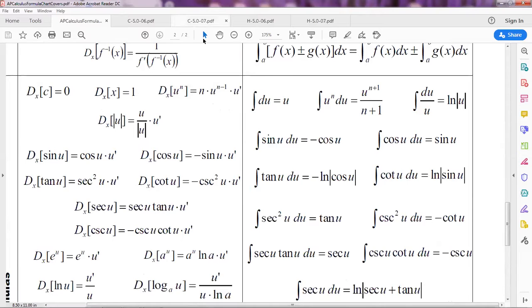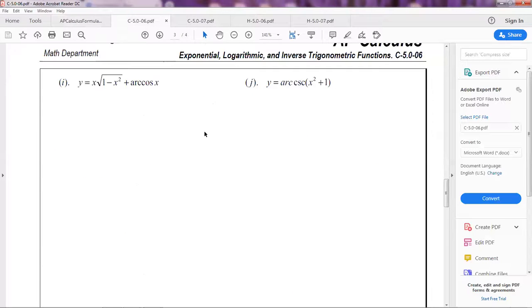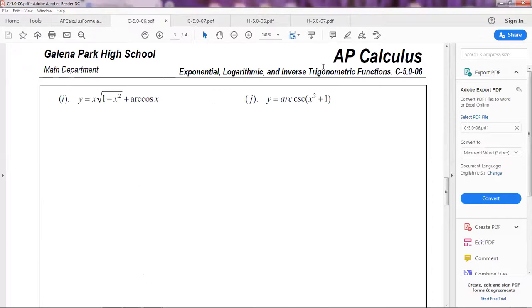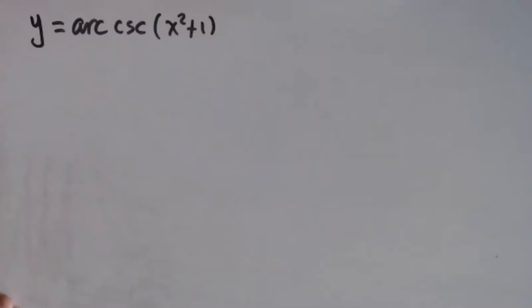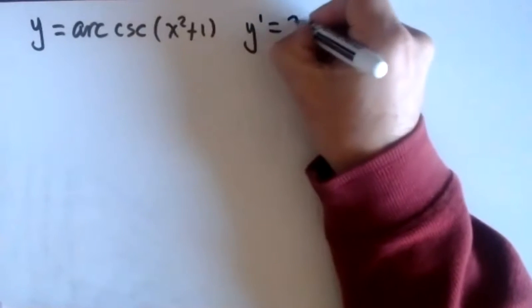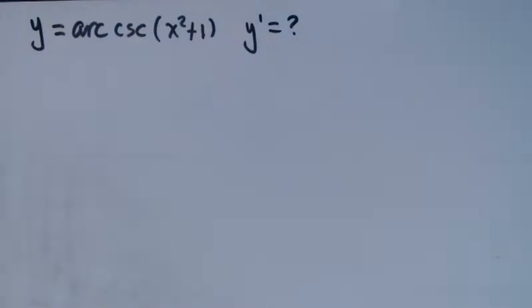So if we put this one right here, for instance, right here, J. We have y equals the arc cosecant of x squared plus 1, correct? So you have that one. Let me just go to the board. This is the expression. We have to find y prime, correct? Y prime. Now, what is the formula we have to use?